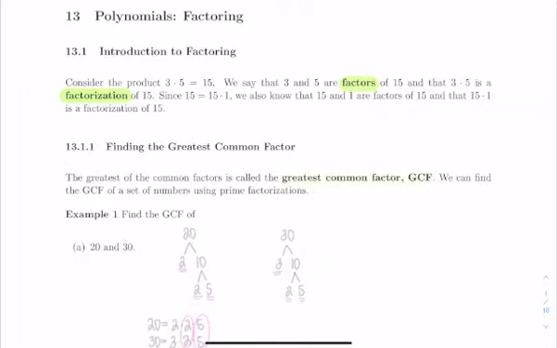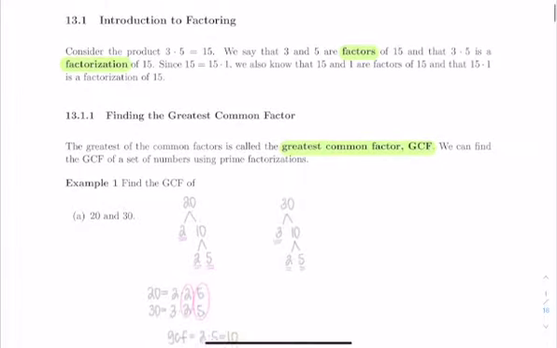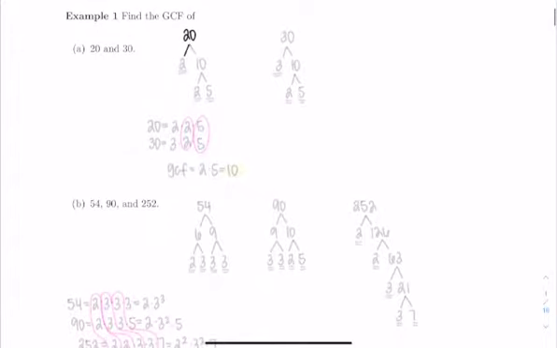The greatest of the common factors is called the greatest common factor, or the GCF. We can find the GCF of a set of numbers using prime factorizations. So we're going to utilize factor trees. So let's look at 20 first. So 20 can be broken into, we can say, 2 and 10. It doesn't matter what pair you pick because when we're done, we'll get the same answer.